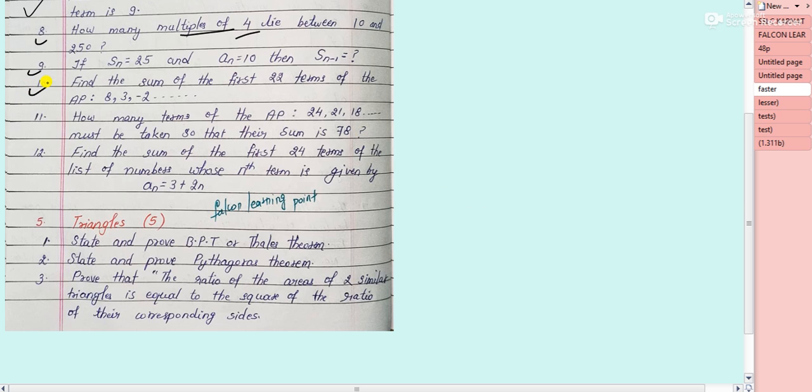So the question number 9 says, if Sn is 25 and an is 10, then what is Sn minus 1? So this is very important. Remember this formula: an is equal to Sn minus Sn minus 1. Okay, so here they have given Sn. What is Sn? 25. And they have given an. This is 10. So what is this Sn minus 1?